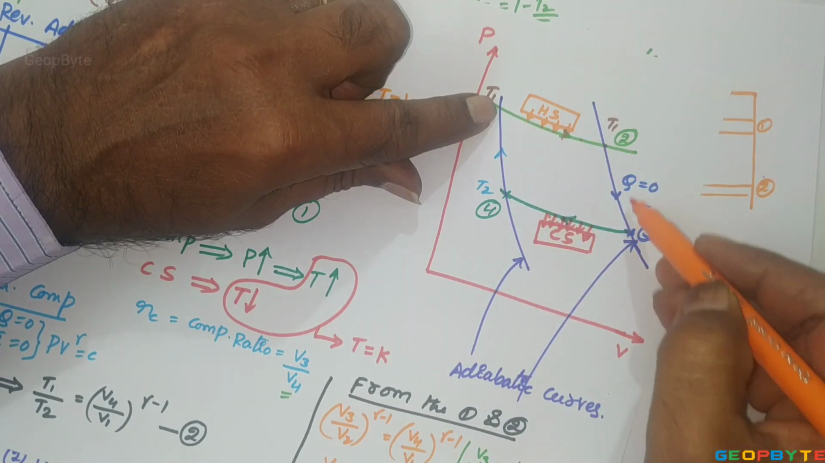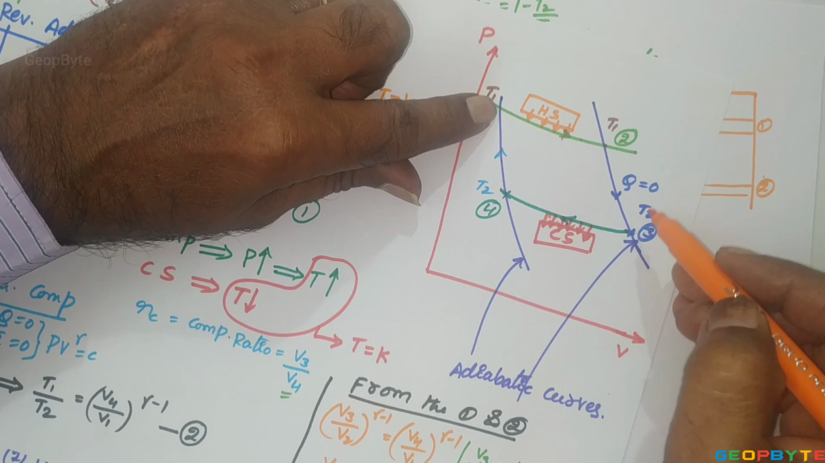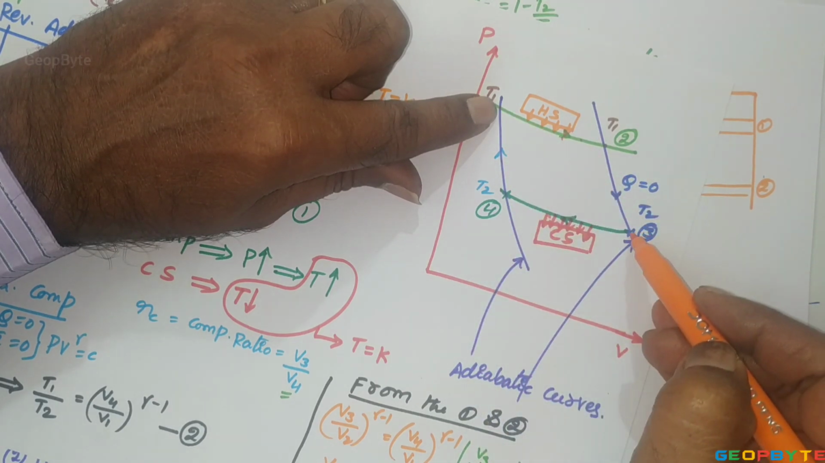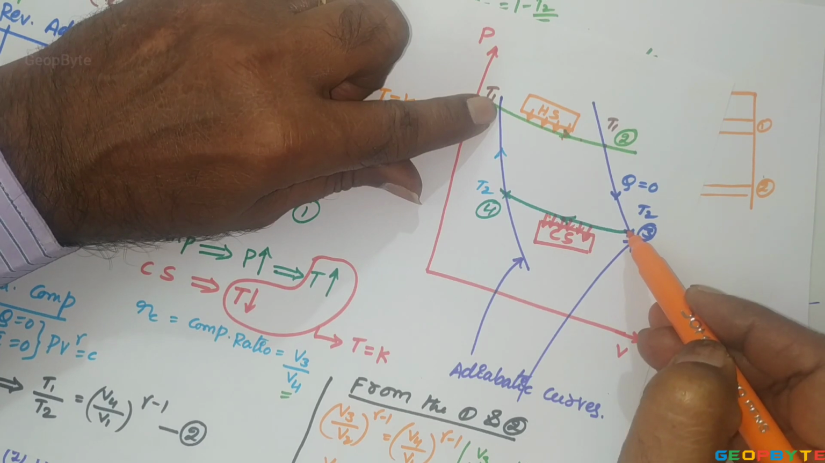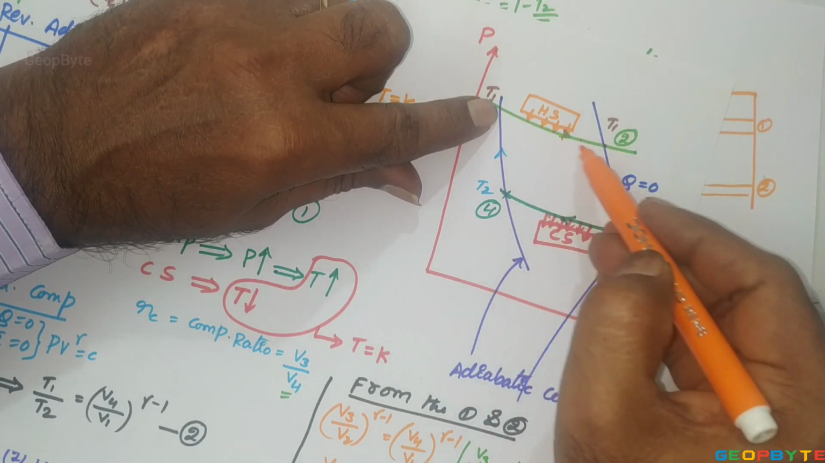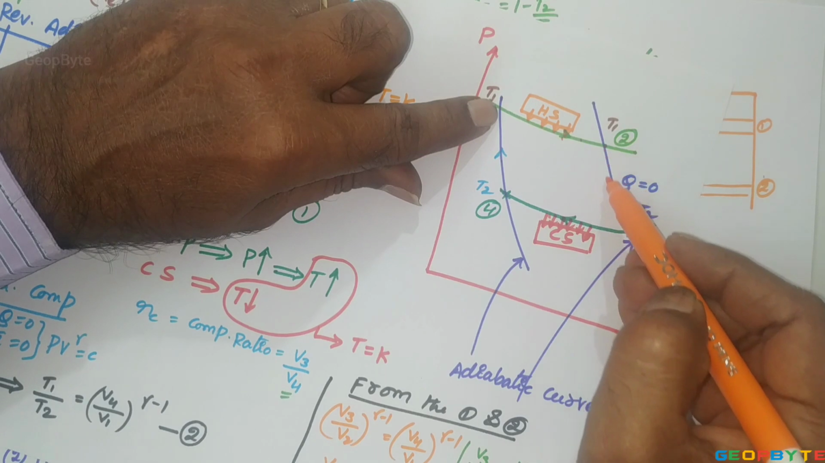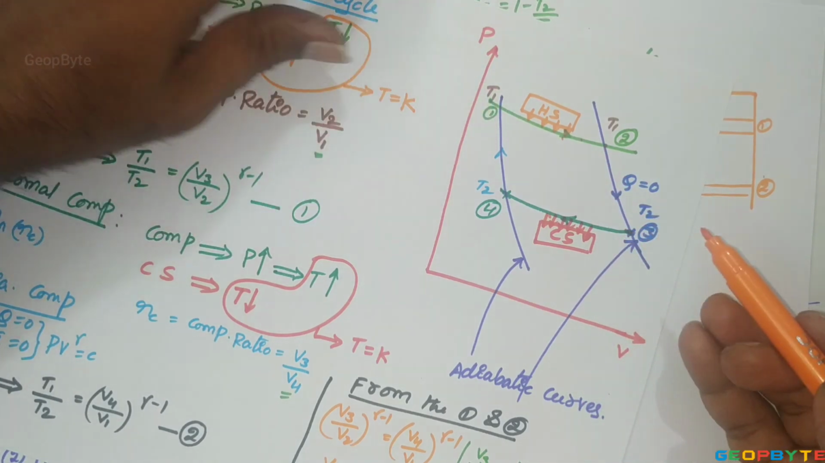Remaining expansion is taking place during the 2 to 3 process. Means 1 to 3 is the complete expansion process. In this complete expansion, half of the process is isothermal and the remaining half is adiabatic.